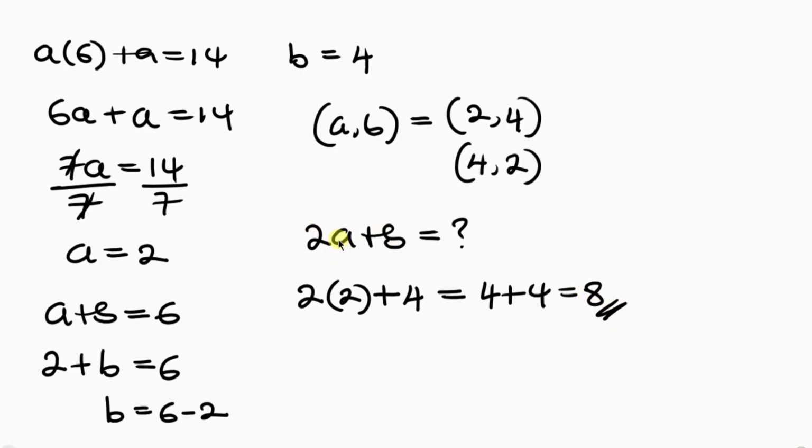Now let's try again here. So we have 2 times a. We're going to be using this time a here is 4, and then plus b. B is 2. And now solving, we have 2 times 4 is 8 plus 2, which gives 10. So we have two values. We have 2a plus b to be 8 or 2a plus b to be 10, depending on the arrangement of a and b.